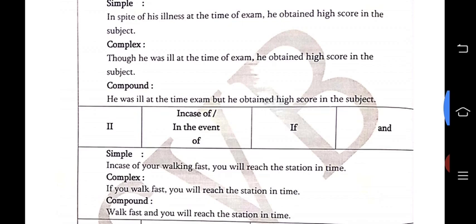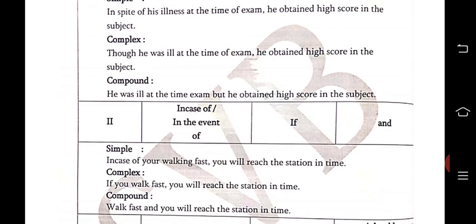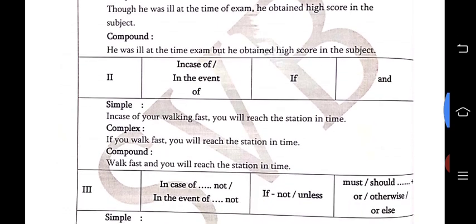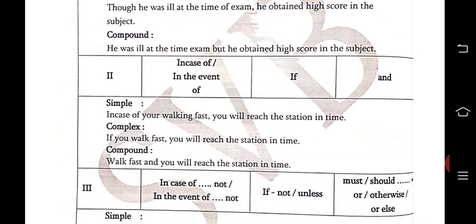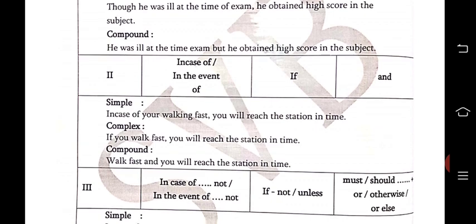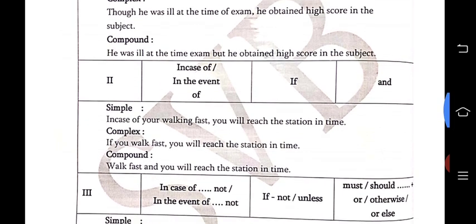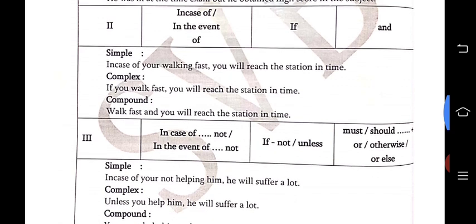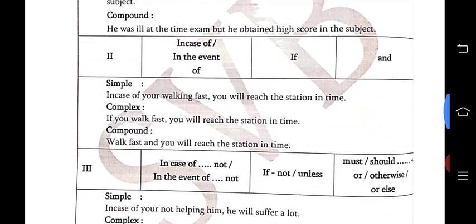And then for writing compound sentences: he was ill at the time of exam but he obtained high score in the subject. Got it? Here we should have two main clauses and one coordinating conjunction: subject, verb, object, and then subject, verb, object. Okay, and then the second thing is condition positive and condition negative.